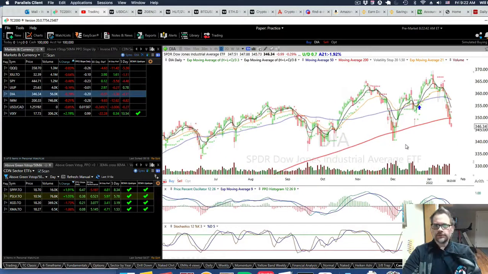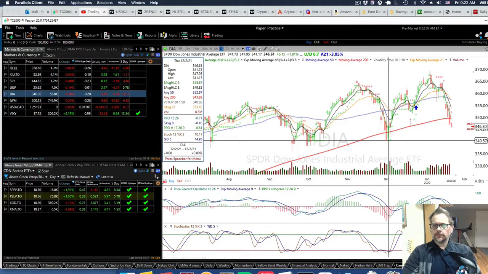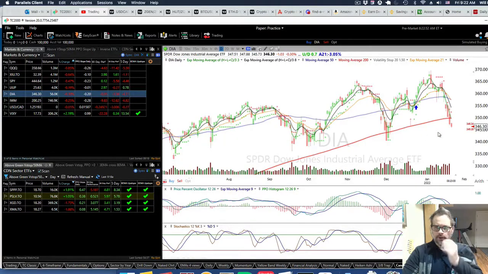Dow Jones also broke the 200, so you'd be looking for support somewhere down here as a potential point. You can see the slope is pretty much straight down. There's no reversal. It only takes one or two candles potentially to reverse this.